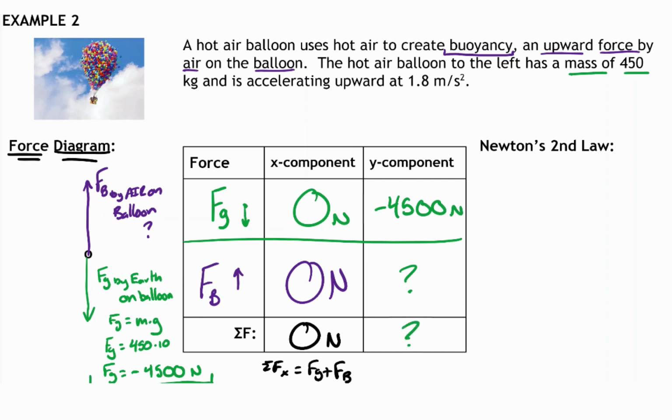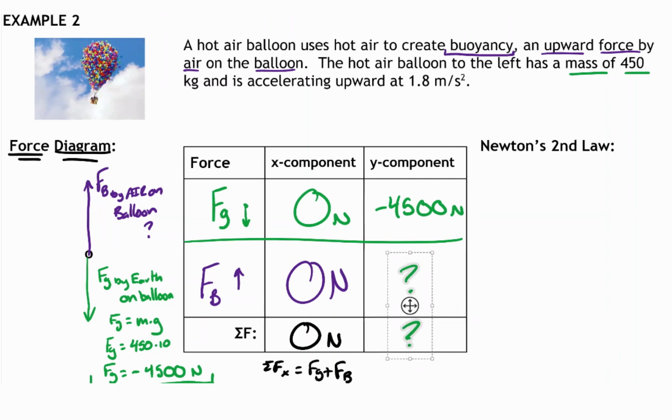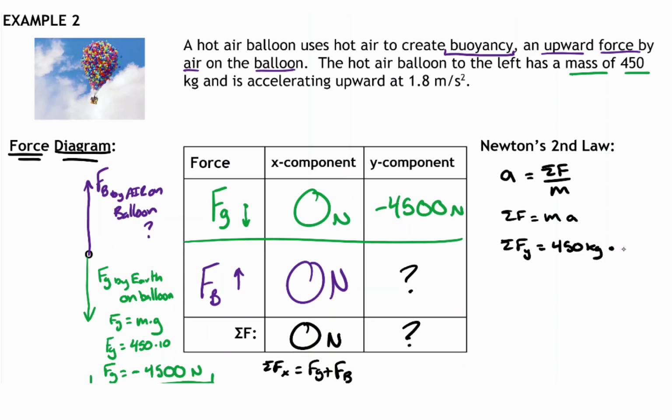We don't know what the buoyant force is, and we don't know what the net force is. Usually we can add up the forces to figure out the net force, but if we don't know all of the forces, we'll have to find the net force in another way. Luckily, Newton's second law tells us that acceleration is proportional to the net force and inversely related to the mass. We can rewrite this as the net force equals the mass times the acceleration. So the net force in the y direction would be 450 kilograms times the acceleration, which is 1.8 meters per second squared. It's upwards, so that's why it's positive. The net force in the y direction will be 810 newtons upwards, so positive 810 newtons.